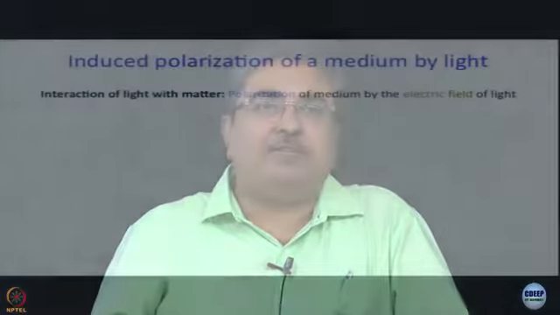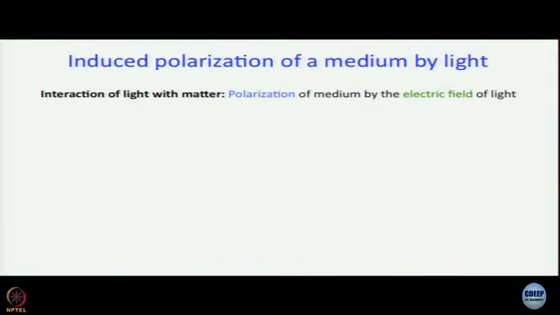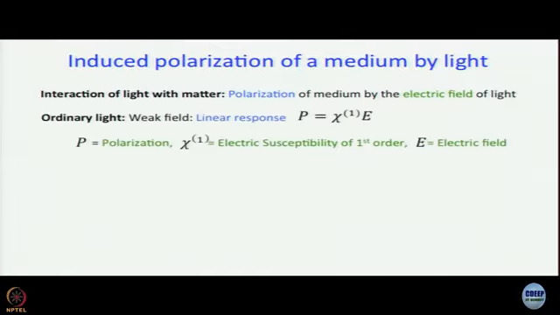We have talked about this earlier, and I am sure everybody has learned this in other courses. The model of interaction of light with matter is that light induces a polarization in the medium. The electric field component of light induces an electrical dipole moment, and that is what interacts with the electric field to give you the radiation-matter interaction. If you have ordinary light, you have a linear response, meaning the polarization is directly proportional to the amplitude of the electric field E.